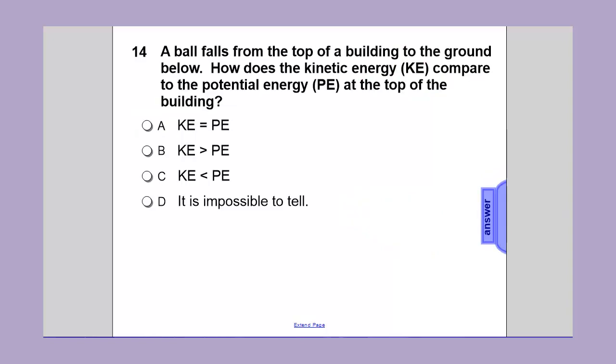A ball falls from the top of a building to the ground below. How does the kinetic energy compare to the potential energy at the top? Well, we just said GPE is going to be the most, so our PE will be greater than KE.